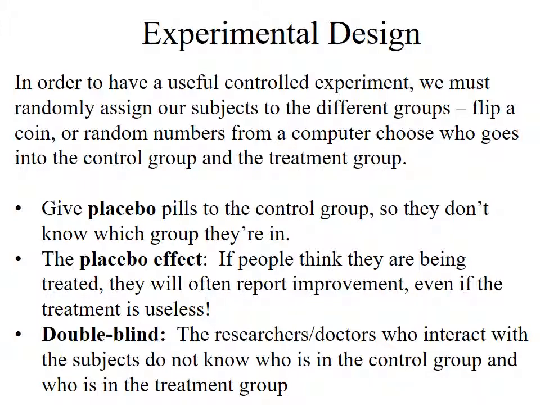So, oh, shoot, I'm in the control group. Nothing's happening to me. Now I'm going to be depressed. Maybe that's going to have an effect on things. So if I want to do this really well, what we do is we give placebo pills. That's just empty pills, sugar pills, whatever, the pills that do nothing to the control group. So nobody knows which group they're in.